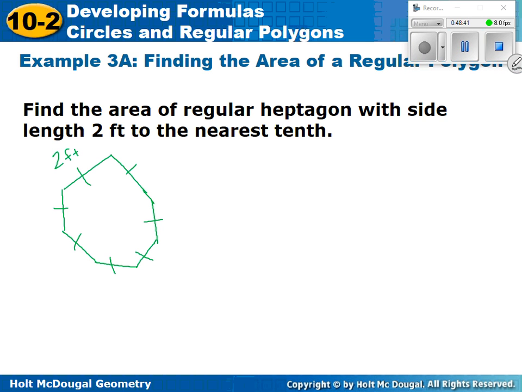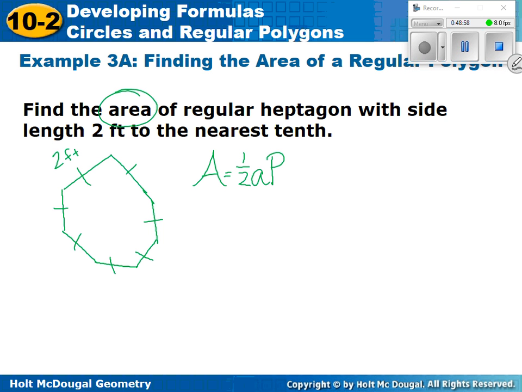Okay, we want to find the area. We do not have a shortcut for heptagons. We just use our formula. What's the area for a regular heptagon? 1/2 apothem times perimeter. So we need the apothem and we need the perimeter.